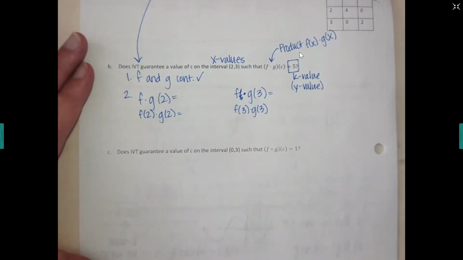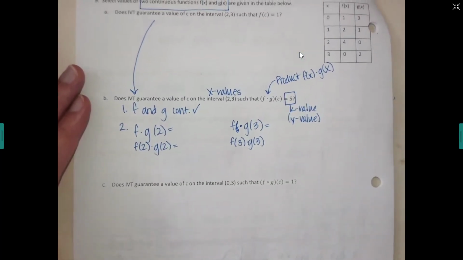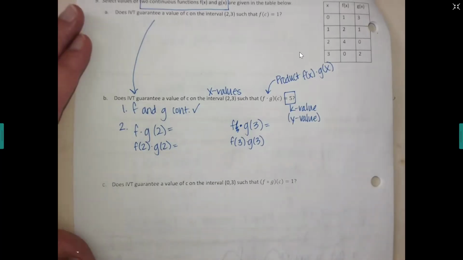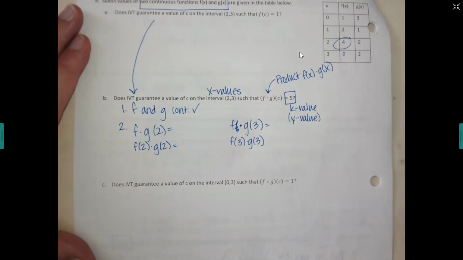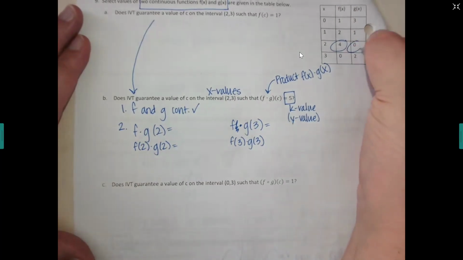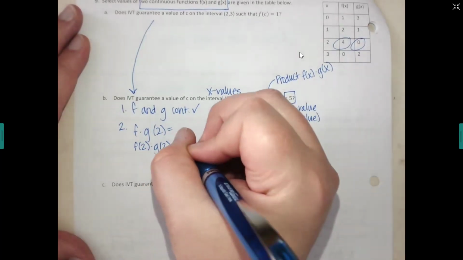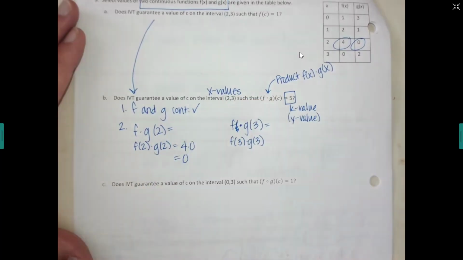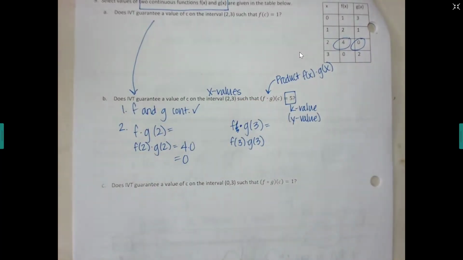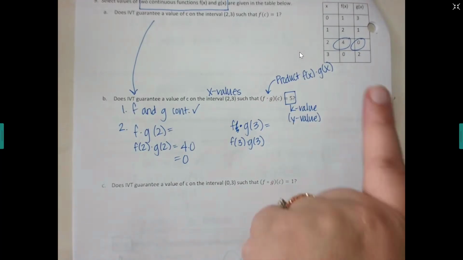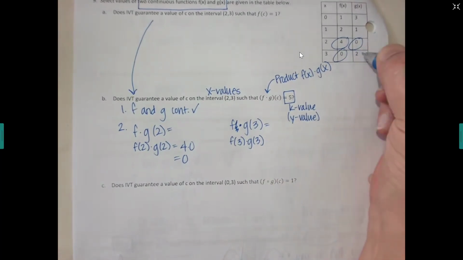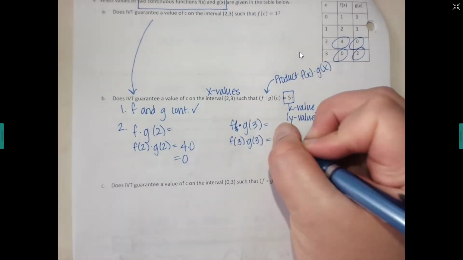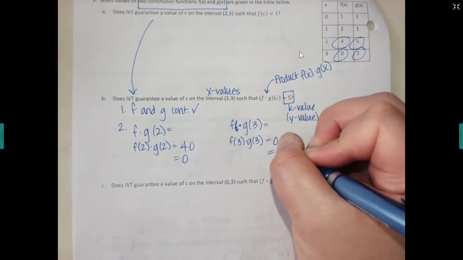find 2. What is in the F column for 2? 4. And then what's in the G column for 2? So that'd be 4 times 0. 4 times 0 is 0. Okay, now we're doing the same thing for 3. Find 3. At 0, what's my y value for F? 0. My y value for G is 0 times 2 is 0.